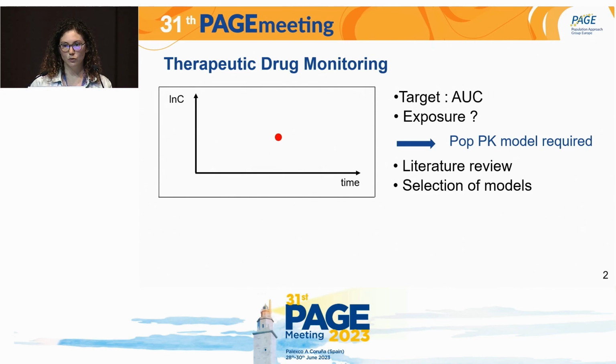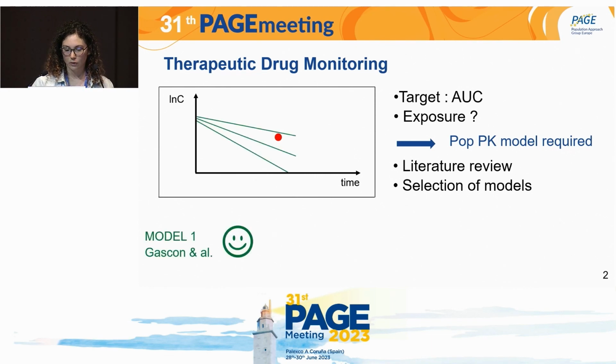To do that, we can use graphical tools such as visual predictive check, or VPC. In this example, the drug was administered by IV route with a bolus, and the kinetic is monocompartmental. So here are the VPC provided by the first model, and you can see that the patient's concentration falls within the VPC interval, so the model seems compatible.